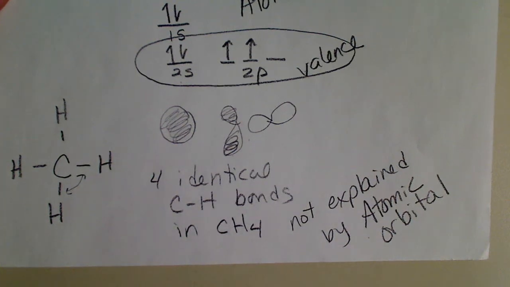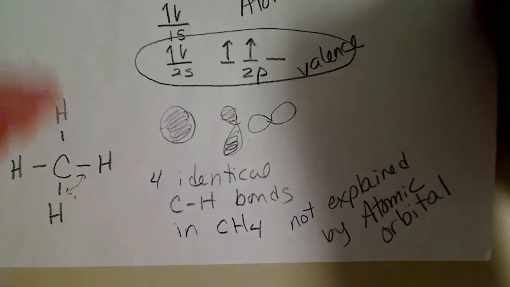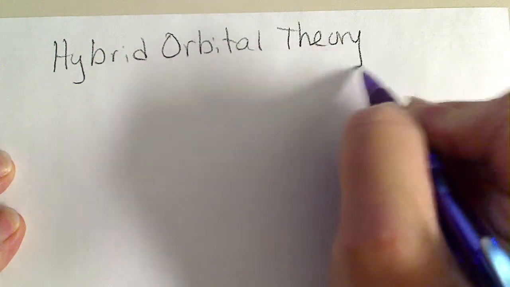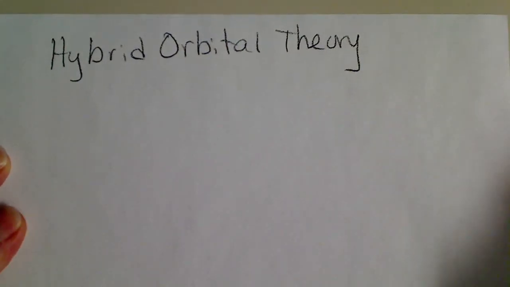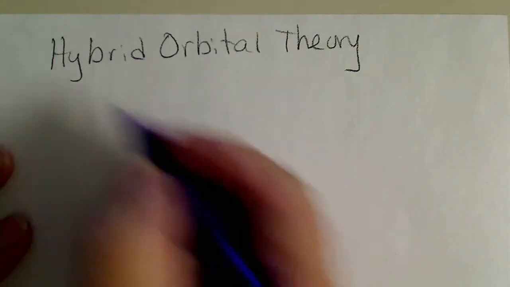So I often tell my students that scientists aren't happy just saying, oh, that's nice. There has to be a theory or a reason to explain what we see experimentally. So hybrid orbital theory, sometimes a textbook will make it look confusing, but hybrid orbital theory does explain the identical bonding that we do see in molecules.